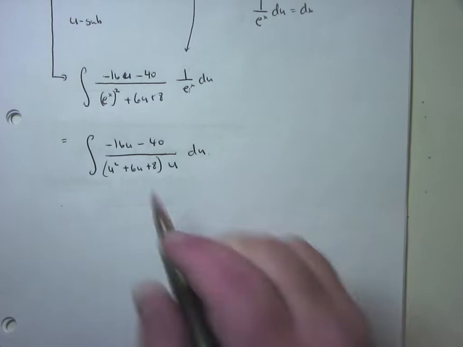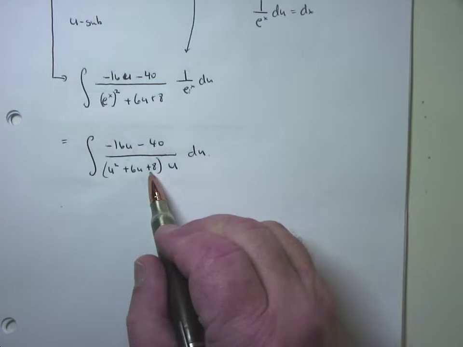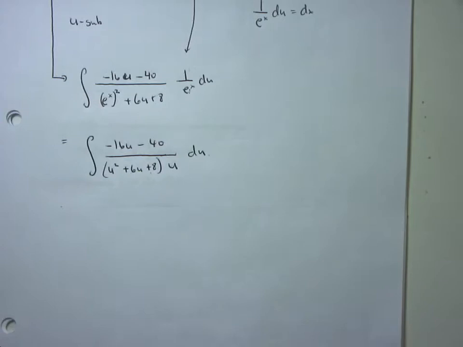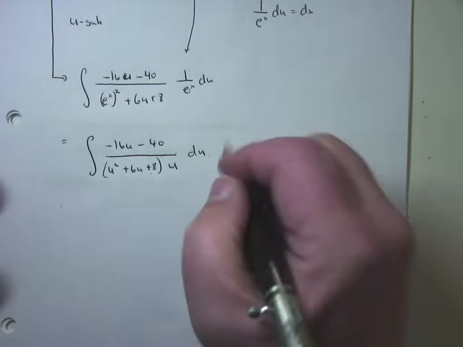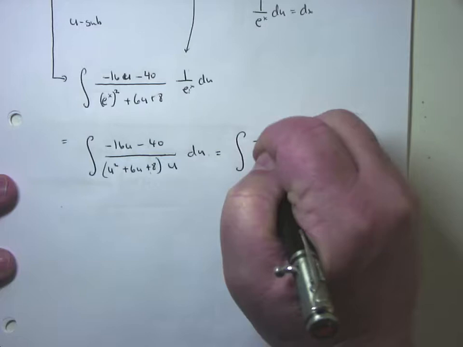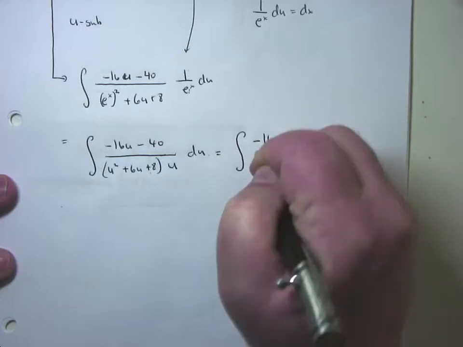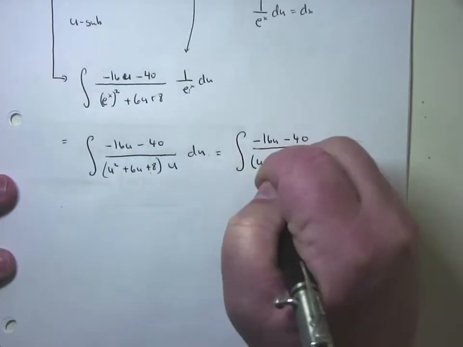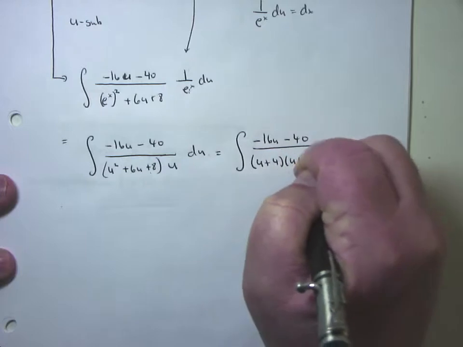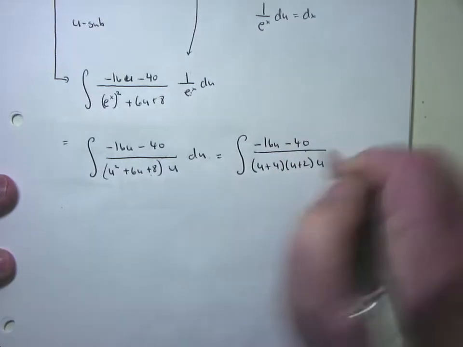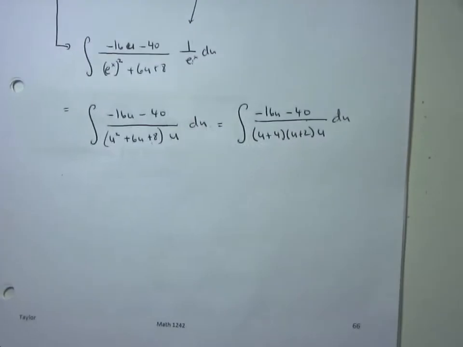Let's see here. What times what is 8 that adds up to be 6? 4 and 2. So here we go. This is equal to the integral of negative 16u minus 40 divided by parentheses u plus 4 times u plus 2 times u, extra u on the bottom, du. Let me get this right. It's a proper fraction. Degree of the top is less than degree of the bottom, and the denominator factored. What technique of integration am I going to use on this guy?